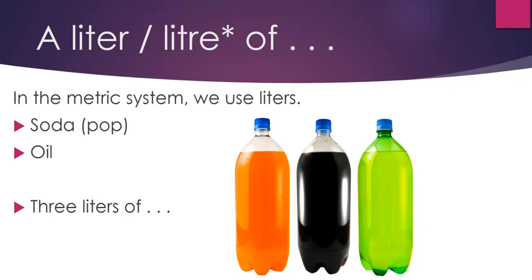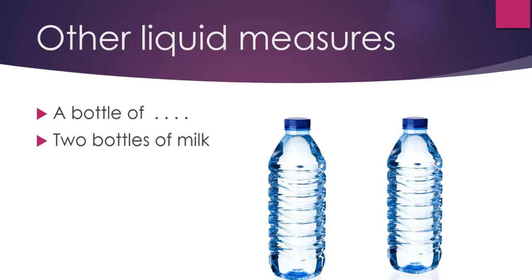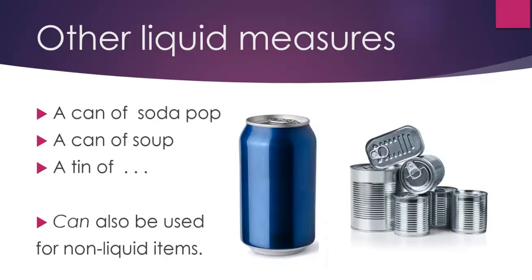In the metric system, we use liters. For example, a liter of soda, or a liter of soda pop, or a liter of pop. A liter of oil, 3 liters of soda pop. Other liquid measures: a bottle of water, 2 bottles of milk. A can of soda pop, a can of soup. Sometimes people say a tin of soup. Can also be used for non-liquid items.